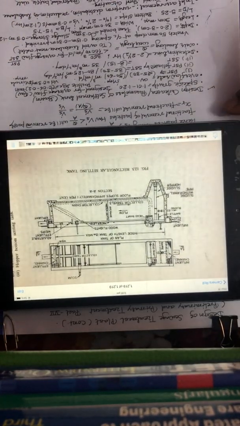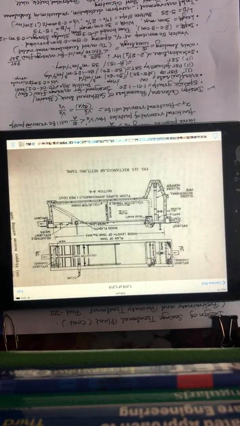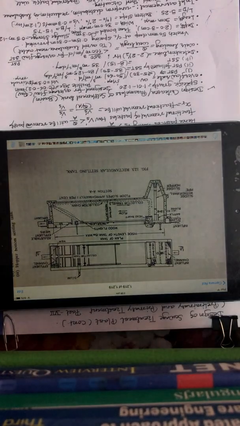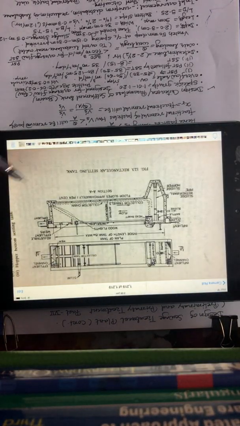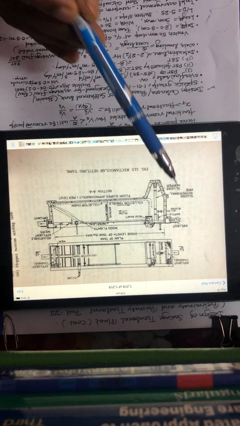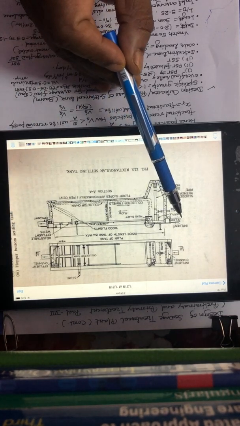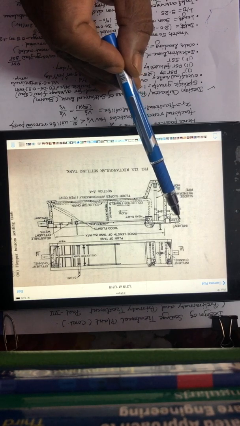Okay, so this is the sketch of the rectangular settling tank. This is the plan and this is the longitudinal section. So first we will discuss the longitudinal section. Okay, so this is the inflow sewer.